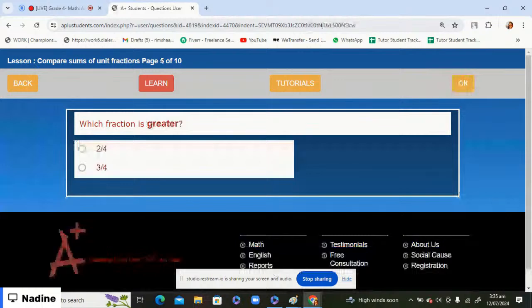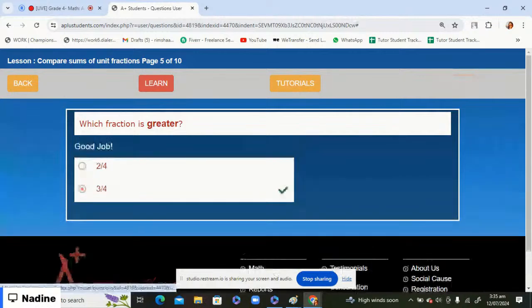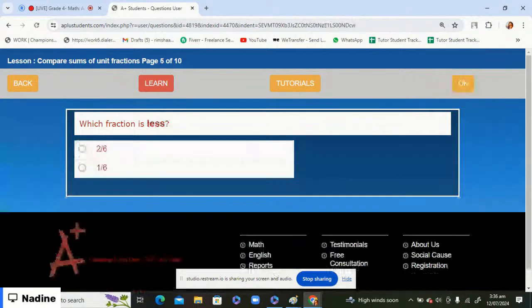Now, which one is greater? Check it. 3 by 4 is greater as compared to 2 by 4. Which fraction is less? Both have 2 by 6 and 1 by 6. For the first one it's 2 by 6. It means that 2 is greater as compared to 1. So 1 by 6 is smaller and 2 by 6 is the bigger number. Okay.